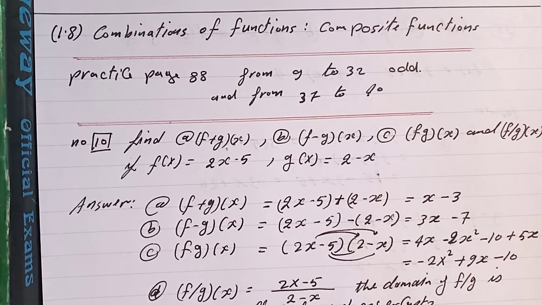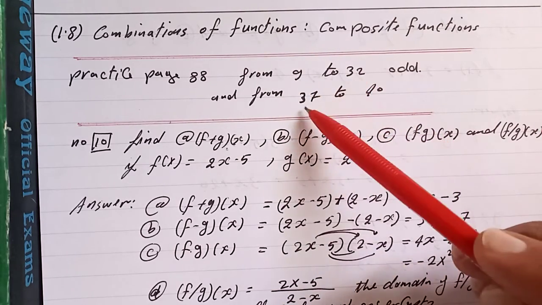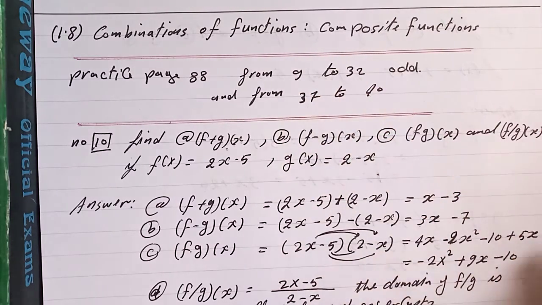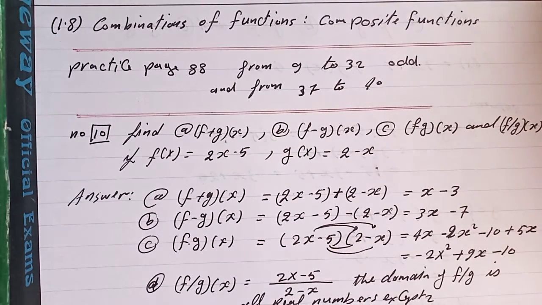The practice page 88. We have two sets, from 9 to 32 and from 37 to 40. Only odd numbers. I will take some of them. It's a very easy lesson.